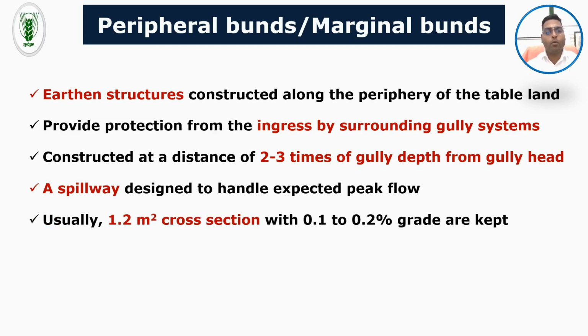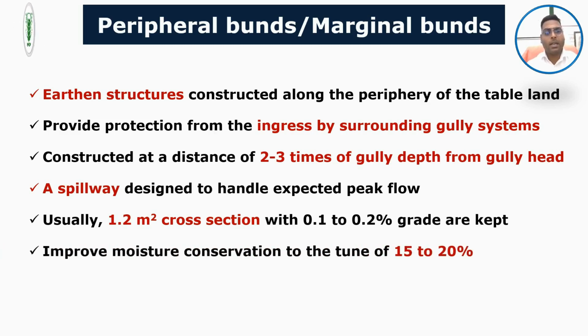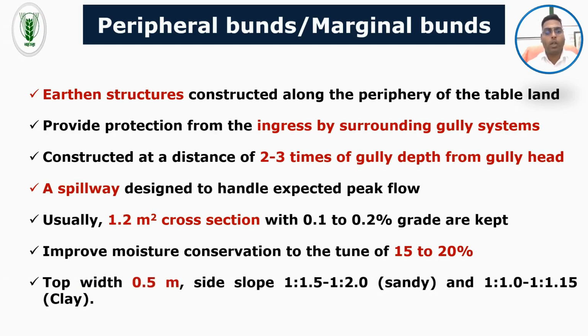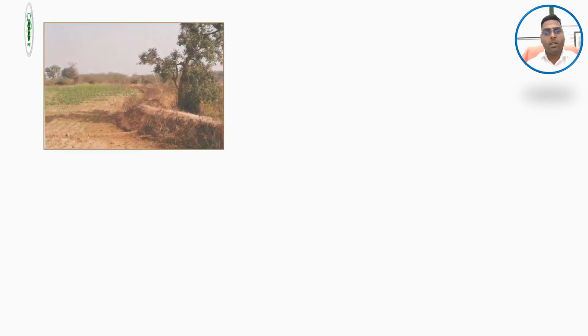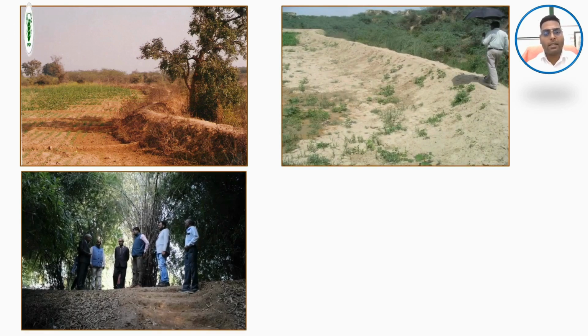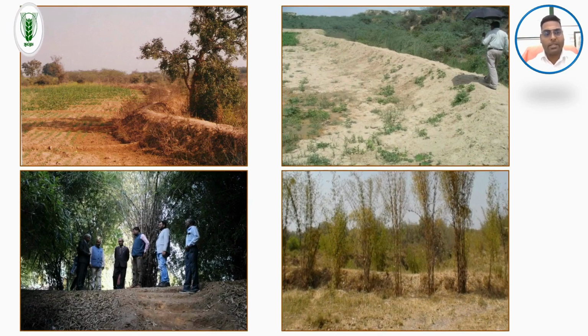Usually 1.2 meter square cross section with 0.1 to 0.2 grade is given. They help in moisture conservation by 15 to 20%, and the top width is kept 0.5 meter and the side slope is 1:1.5 to 1:2 in case of sandy soil and 1:1 to 1:1.15 in case of clay soil is given. So these are some of the pictures. This picture is from the Chambal ravines and these pictures are from the Mahi ravines.